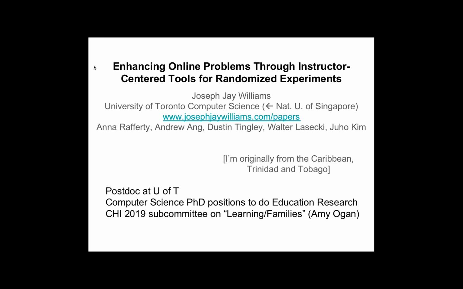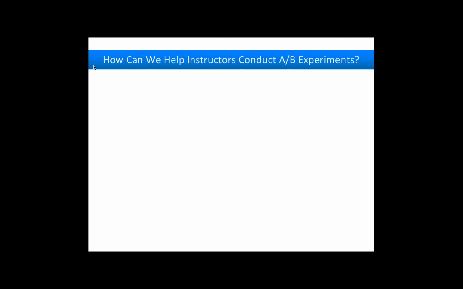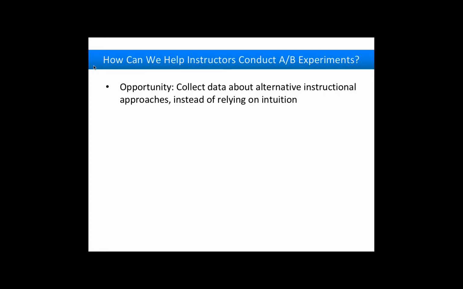So what I want to present on today is thinking about how do we enhance online problems by taking an instructor-centered approach to doing experimentation. So we're trying to think of this question, well, how can we help instructors conduct randomized A/B experiments? Well, why would that be helpful? The key idea is we have an opportunity that instead of relying on our intuitions when we're teaching, we could actually collect data about alternative instructional approaches to see what students find helpful.